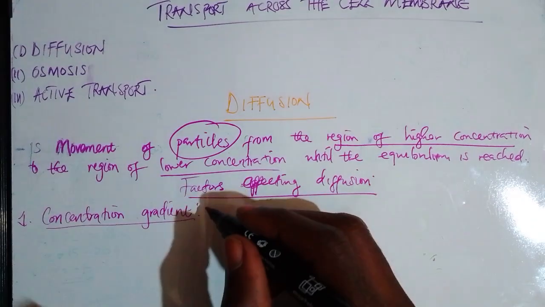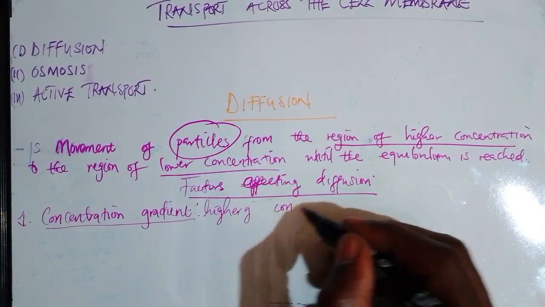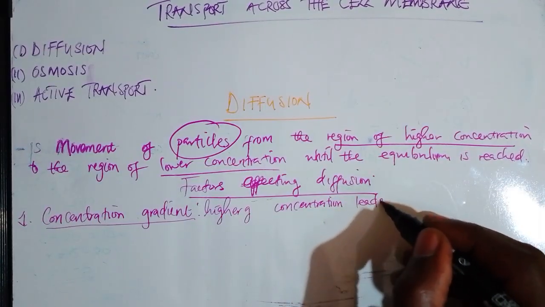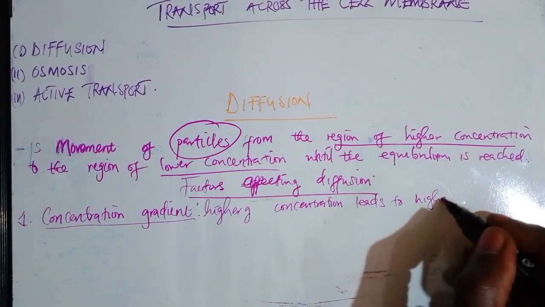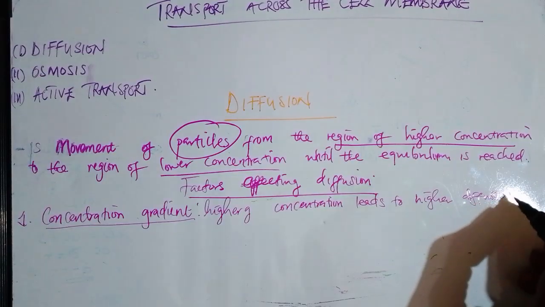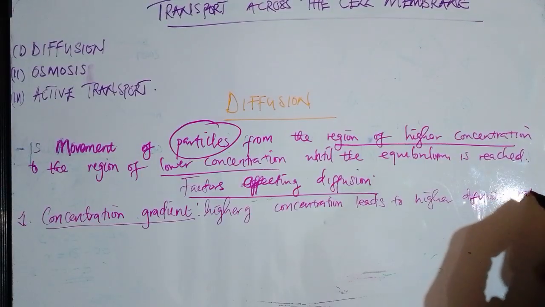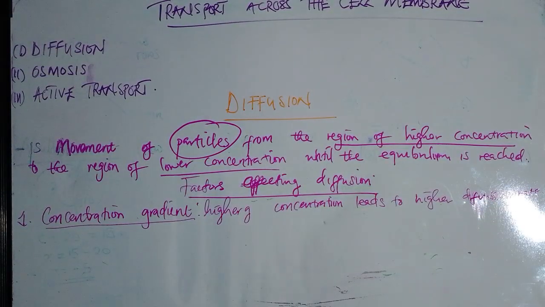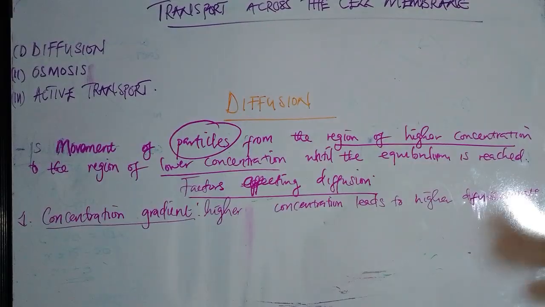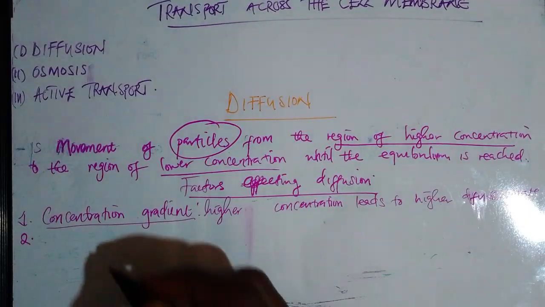So a higher concentration gradient leads to a higher diffusion rate. This is what you need to know. When you have a higher concentration gradient, it will lead to a higher diffusion rate. Then the second factor is the surface area.